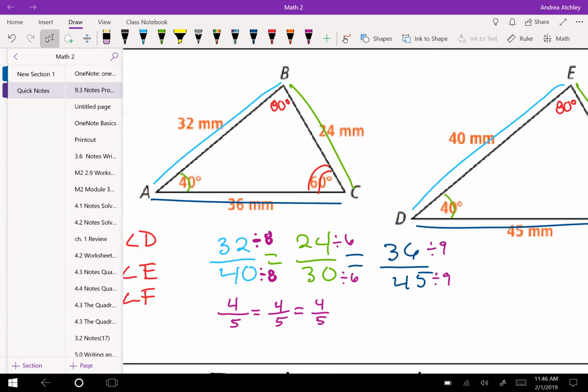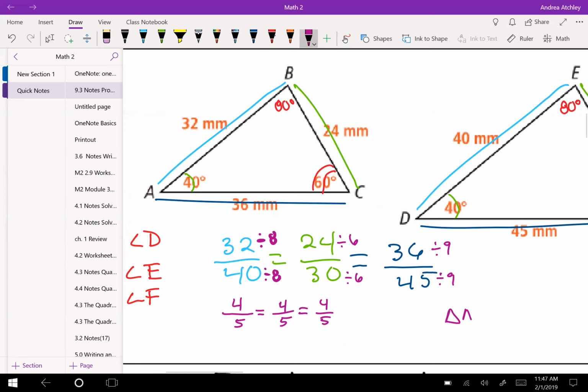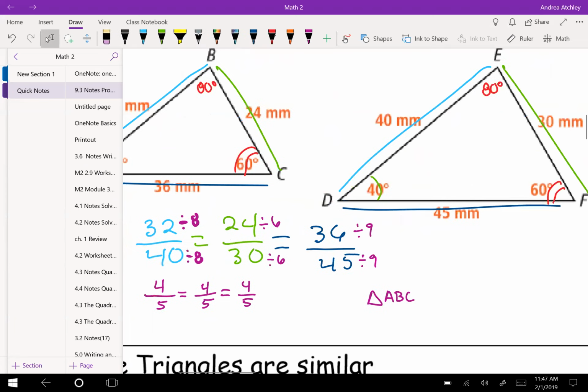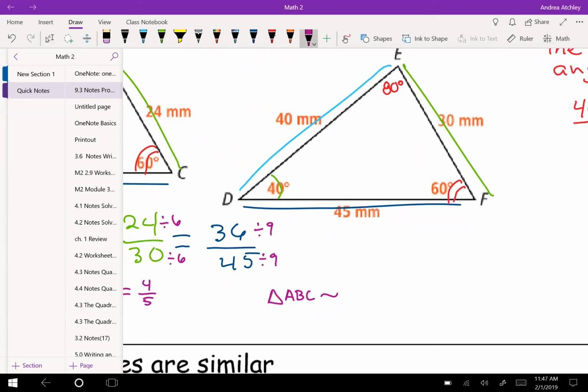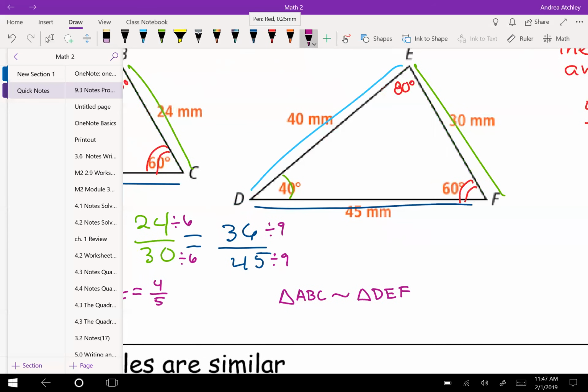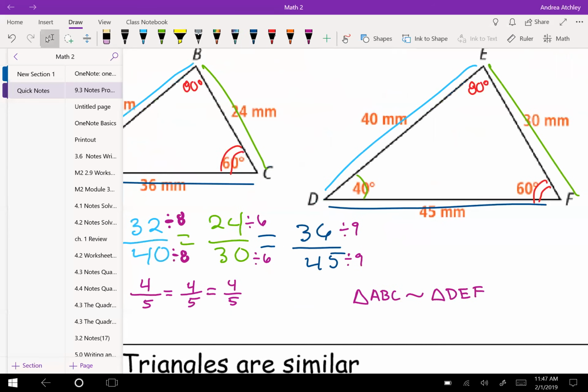Jenny, can you name that first triangle for me? Triangle ABC is similar to. Stephen, can you name the other triangle that corresponds to that? DEF. Again, make sure C goes with F, B goes with E, and A goes with D. Any questions over that?